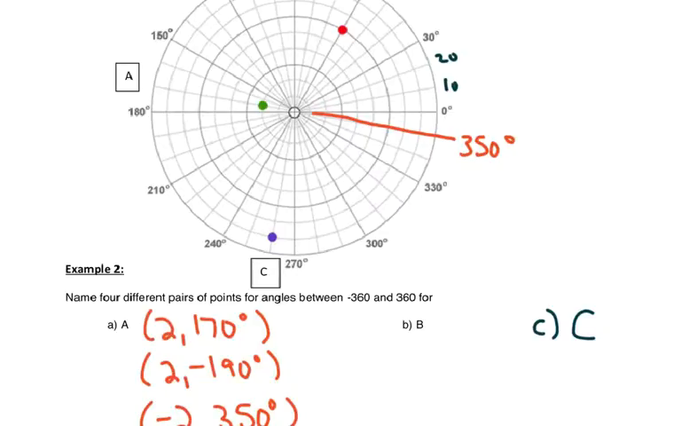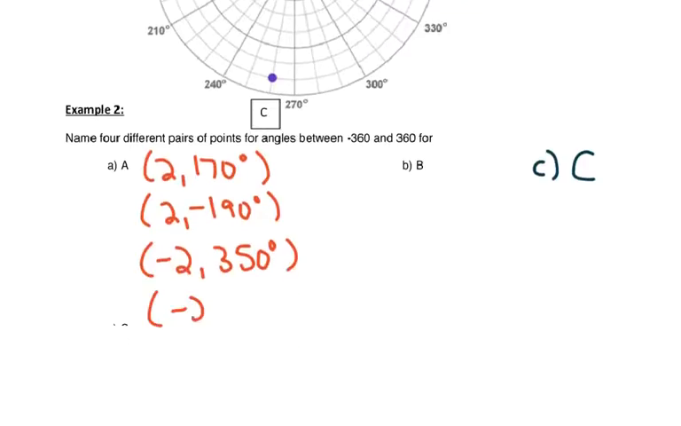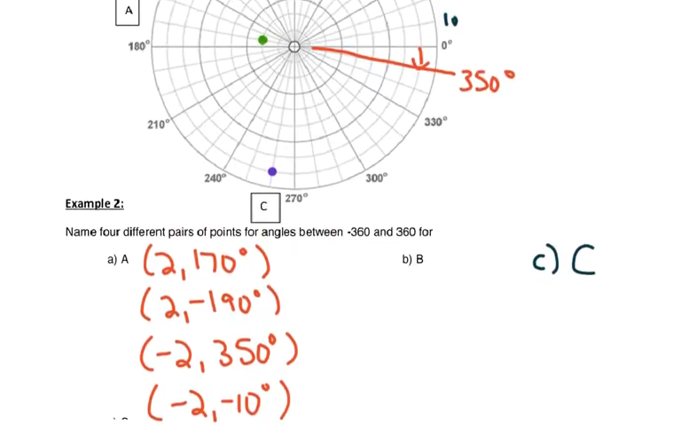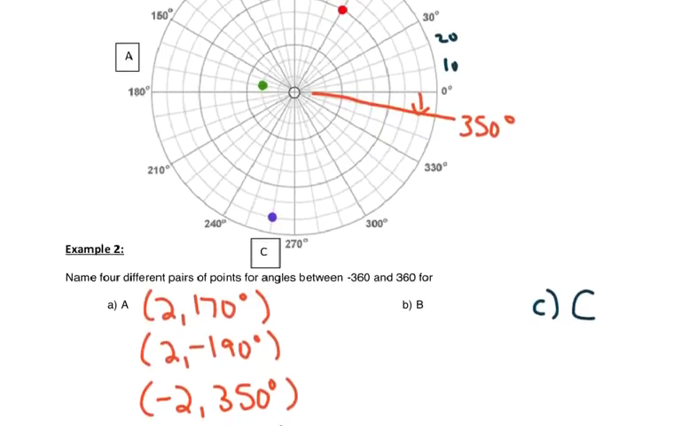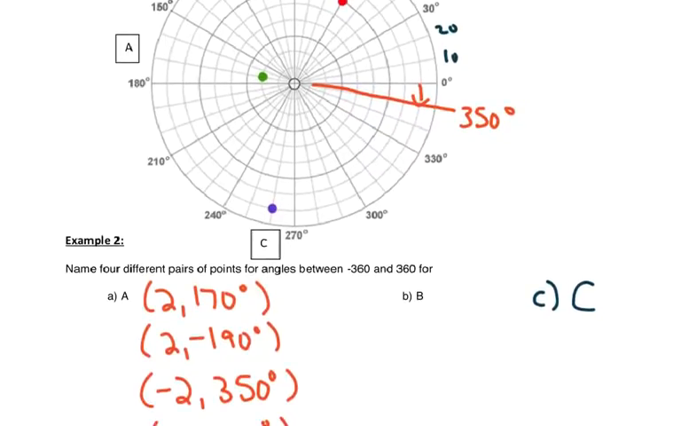Or the angle could be negative. So if I go this way, isn't that negative 10 degrees? So it could be -2, -10. So that's 4 different ways of labeling that green point. And I probably should have used green instead of red because B is red, isn't it? All right, let's try this again.